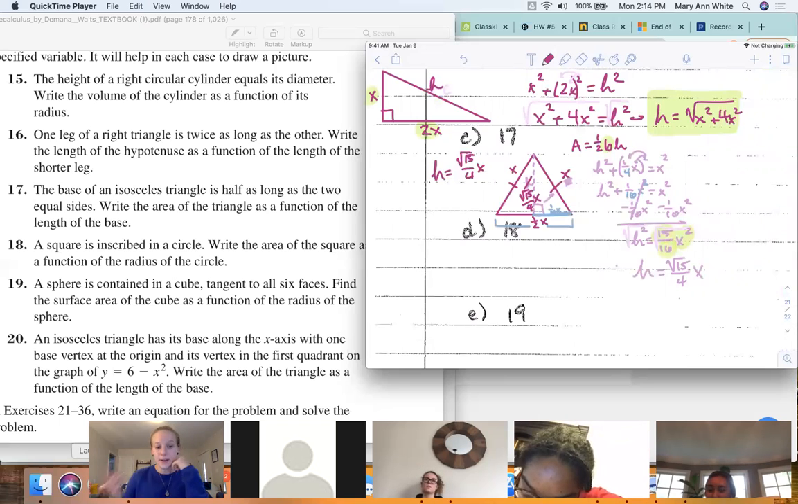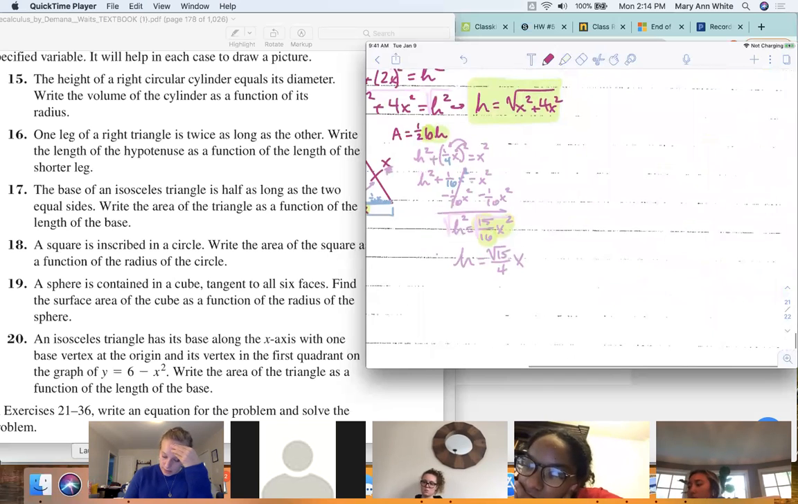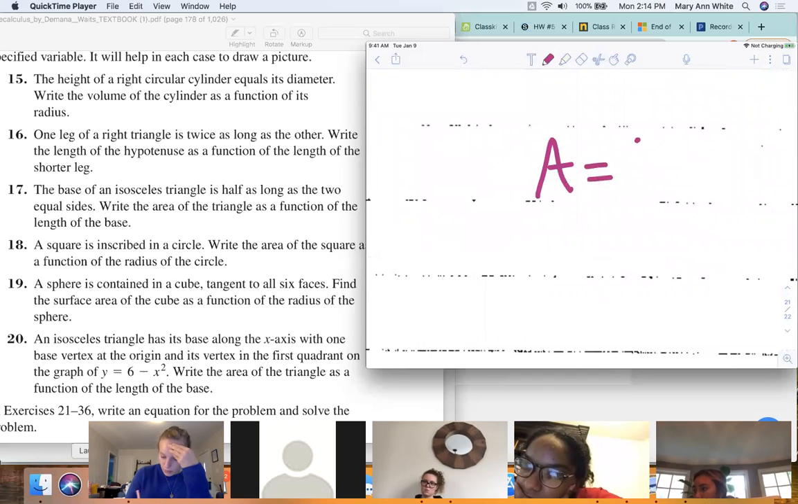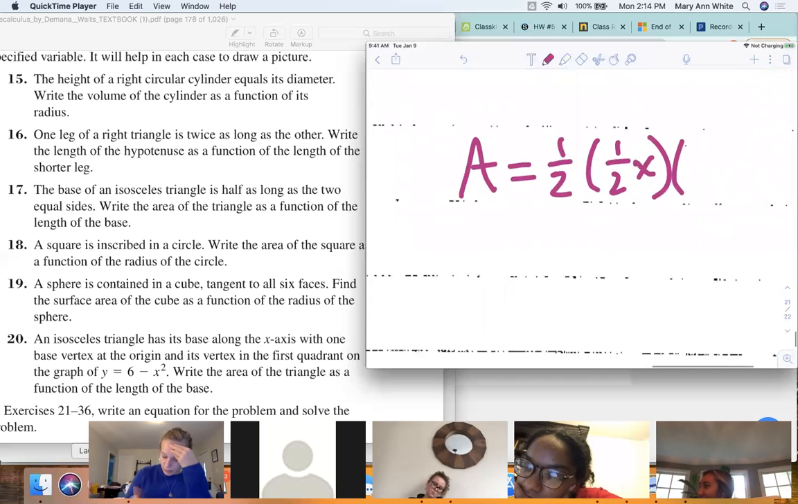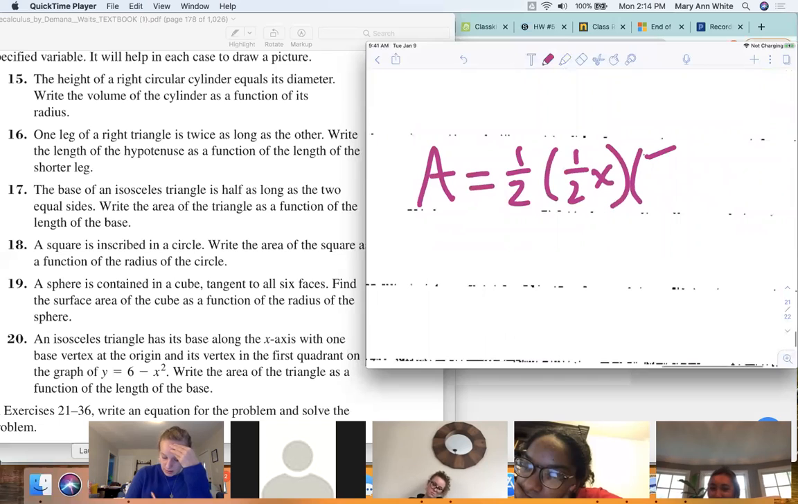Okay, now that I did all the hard work to find that, now I'm going to plug my pieces into my area. I do still have my base, 1/2 X. Again, now I'm using my whole base because I'm doing the whole area of the whole triangle, whole base. And then my height is root 15 over 4X. Area equals 1/2 X root 15 over 4X.